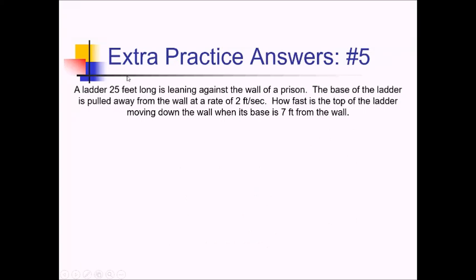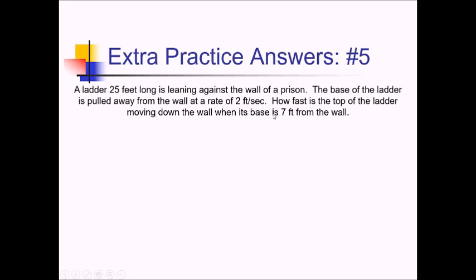For this problem, we have a ladder 25 feet long leaning against the wall of a prison. Why it's leaning against the wall of a prison is anybody's guess. But the base of the ladder is pulled away from the wall at a rate of 2 feet per second. Sounds like someone's playing a joke on somebody. We want to know how fast is the top of the ladder moving down the wall when the base is 7 feet from the wall.